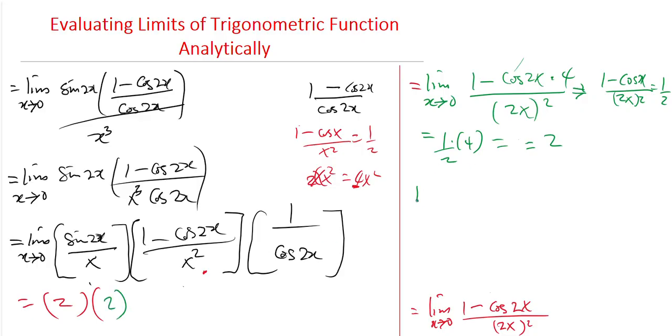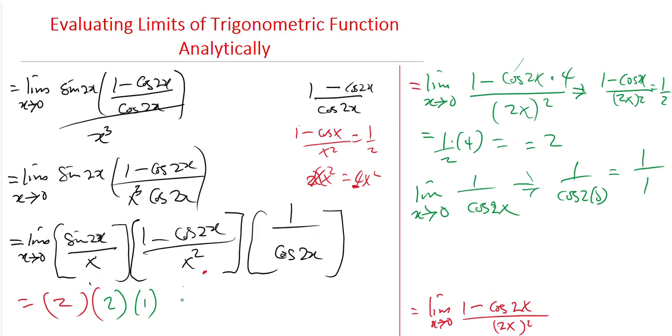And the third part, let's take the third part. The limit as x approaches 0 of 1 all over cos 2x implies as x approaches 0, we have 1 all over cos 2 multiply 0, which is the same thing as 1 all over cos 0. 2 multiply 0 is 0, so cos 0 is 1, so this is 1, and the third part is 1. 2 times 2 times 1 is 4, which is our final answer.